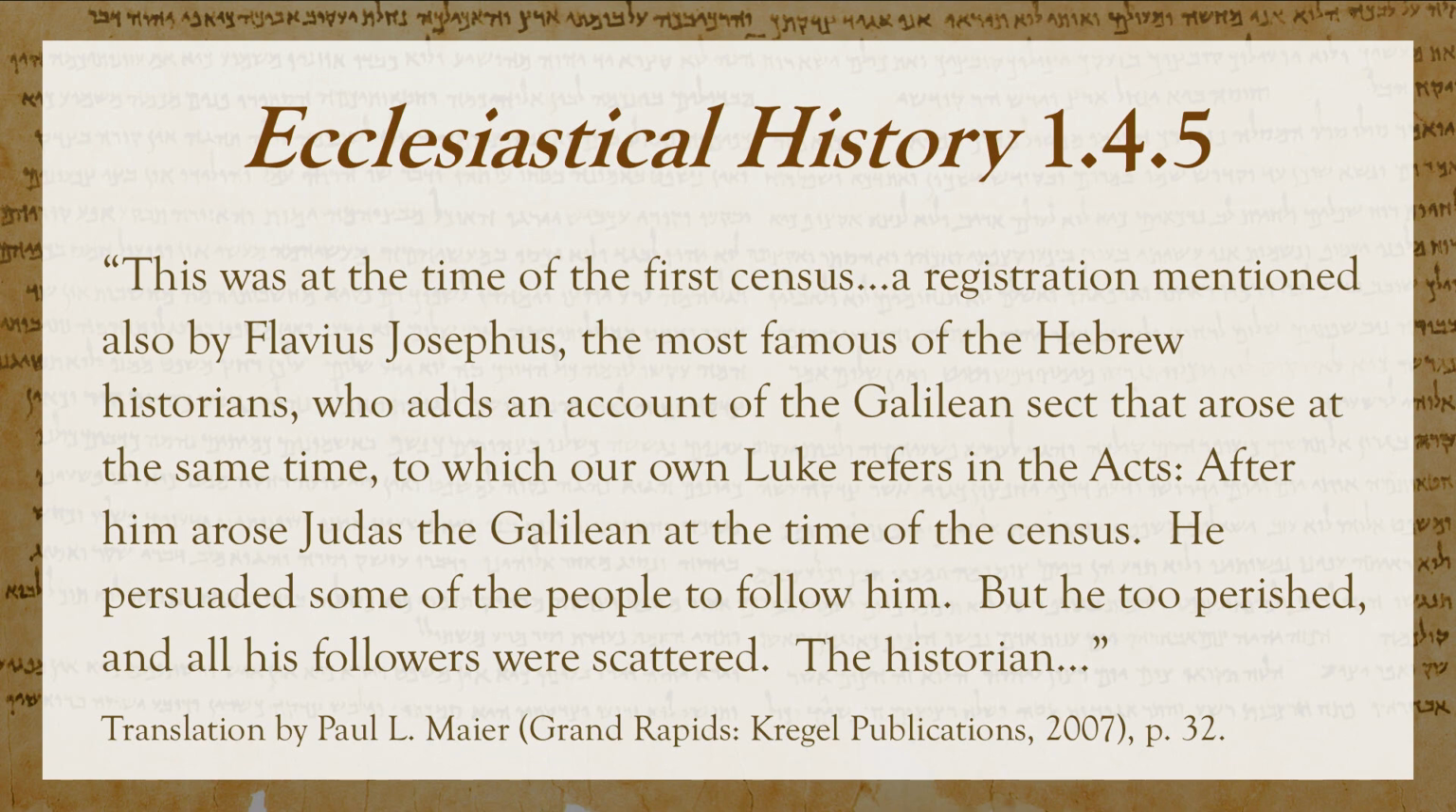An example from Eusebius, from his Ecclesiastical History, Book 1, Chapter 4, Paragraph 5. I skipped ahead a little bit, but it says, this was at the time of the first census, a registration mentioned also by Flavius Josephus, the most famous of the Hebrew historians, who adds an account of the Galilean sect that arose at the same time, to which our own Luke refers in Acts. And then he quotes Acts chapter 5. After him arose Judas the Galilean at the time of the census. He persuaded some of the people to follow him, but he too perished, and all his followers were scattered.